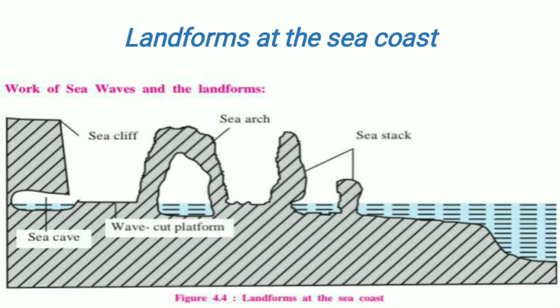So here is the picture from your textbook showing landforms at the sea coast. Here they have shown a sea cliff which is at an altitude from the surface level of the sea water, a sea cave which is at the coastal areas where the land and sea water get submerged, then sea arc and sea stacks.